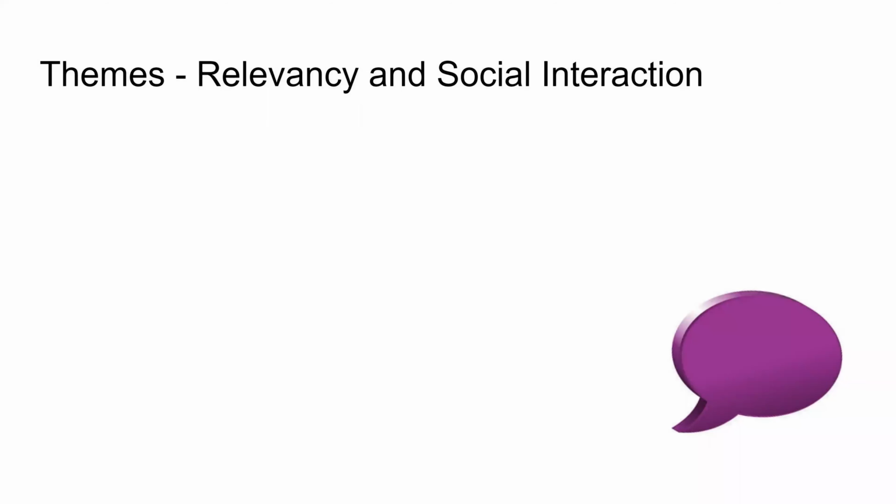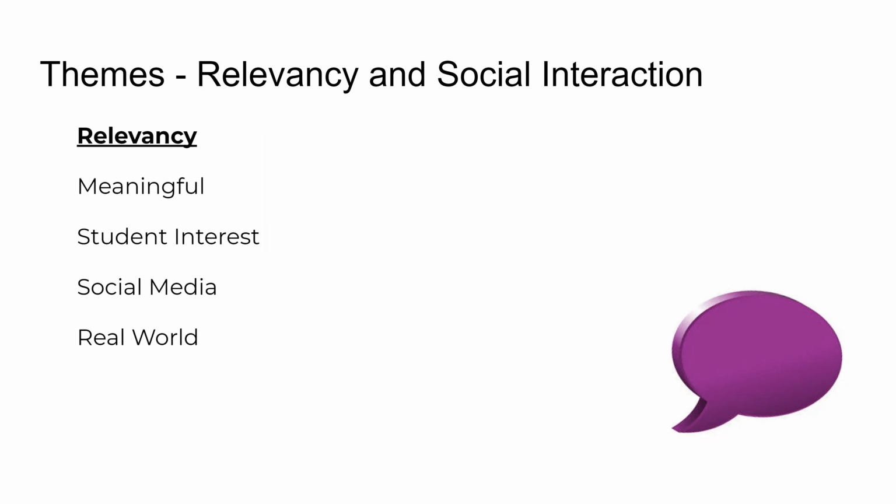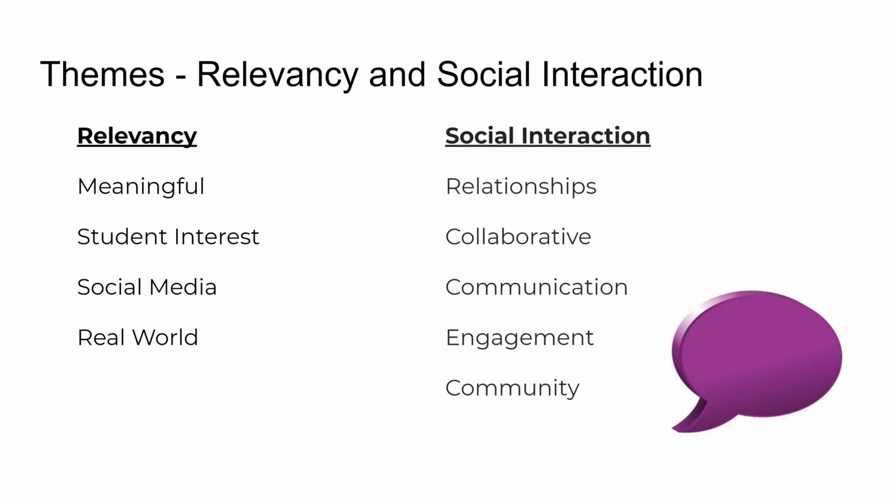All right. We also have relevancy and social interaction. So let's jump into those. Relevancy, we want to make sure that their learning experiences are meaningful to them. It captures their interests. John Hattie talked a lot about using social media to our advantage, and I have a couple of examples for that later on in our workshop today. Then you want to make sure it's real world as well.